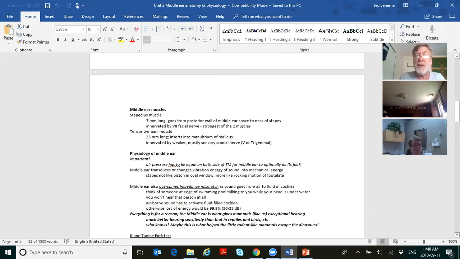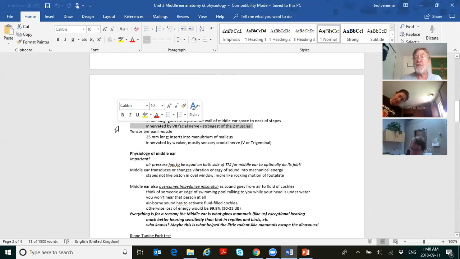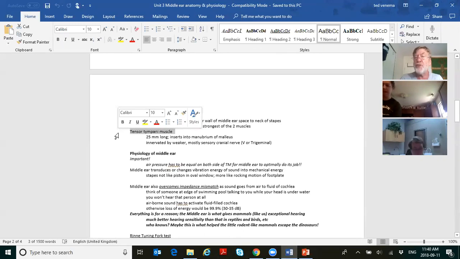The stapedius muscle goes from the back wall of the middle ear space to the neck of the stapes. It is innervated by the 7th cranial nerve. It is the strongest of the two muscles. The tensor tympani muscle is larger but weaker.